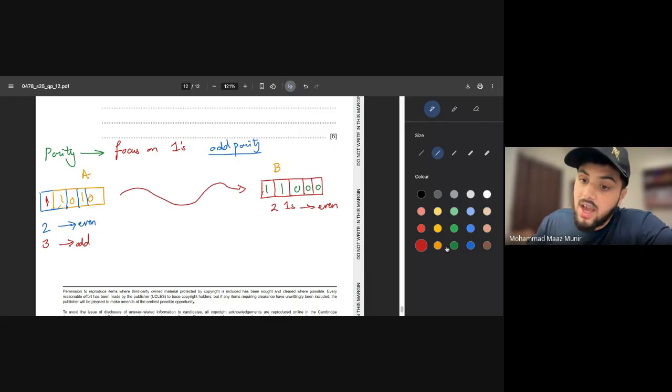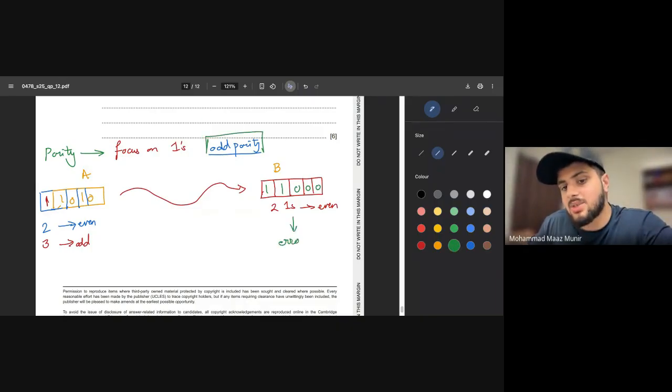But what should we be having? We should have an odd number of ones. Why? क्योंकि हम parity odd use करें. So इससे user को पता लग जाता है कि यार there was some sort of an error.